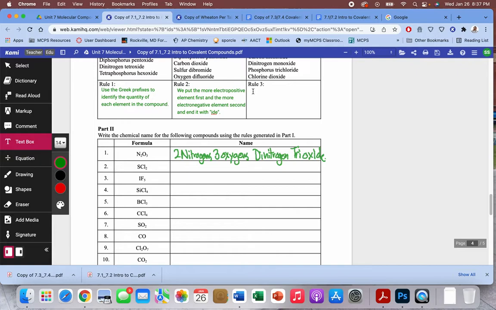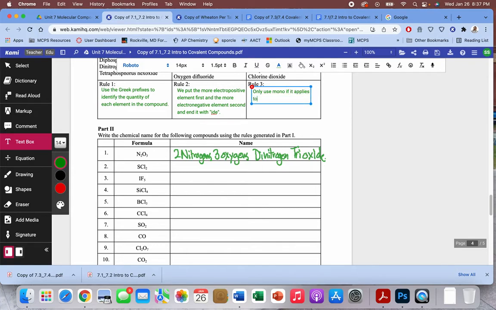And then last but not least, we only use mono if it applies to the second element, right? It's treated as if it's understood on the first element. Okay. So let's take a look at how this works.